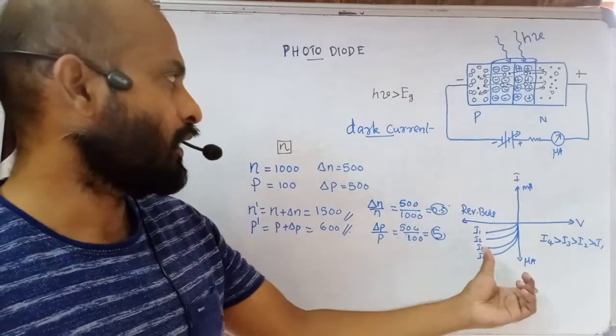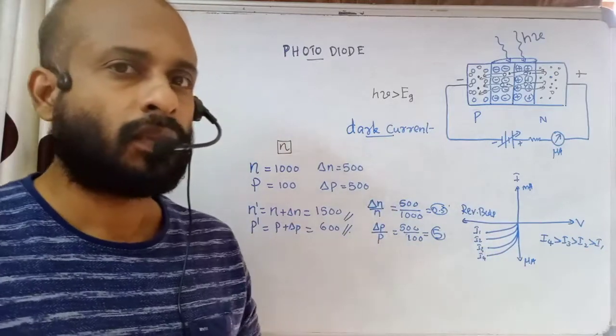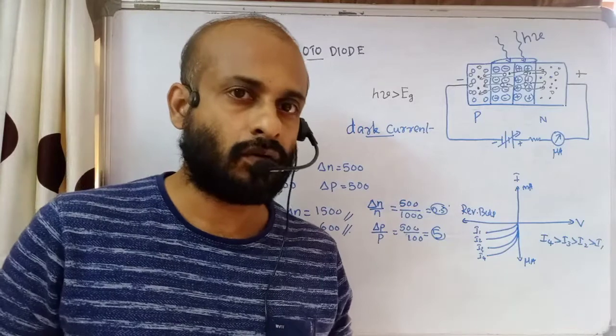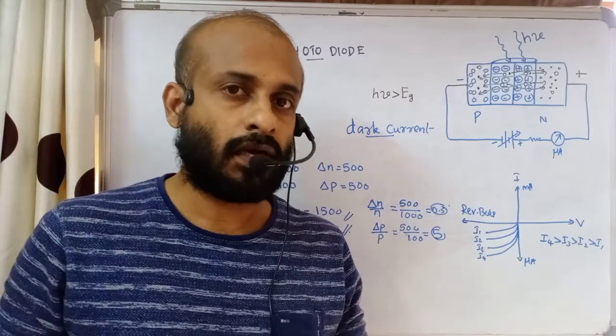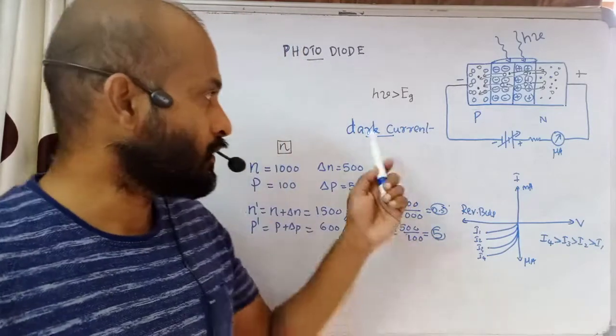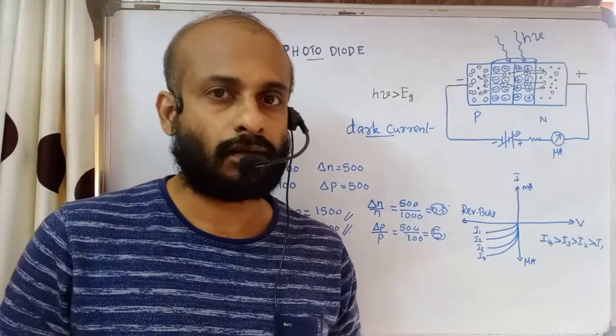Okay. Now we have seen the graph also. What is dark current? In the absence of any light incident on the junction, there is current due to minority carriers, and that current is called dark current.